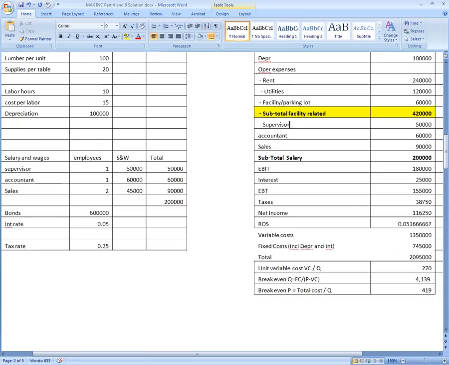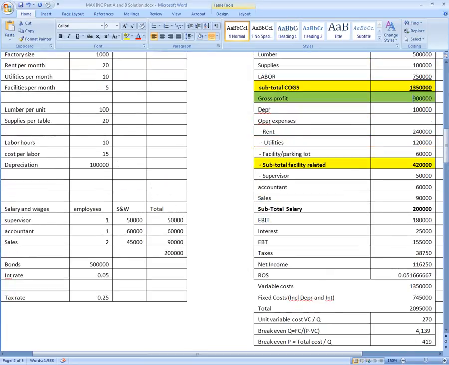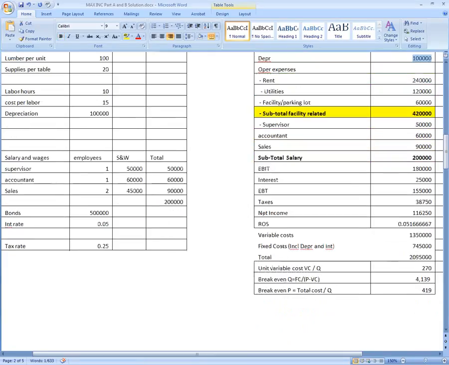Now, to see where we are before we pay our interest and taxes, what does it look like for earnings before interest and taxes? We see how much we had left over after we paid for the variable cost, which was 900,000, from which we subtract our facility related cost, which was 420,000. We also subtract the depreciation, which was 100,000, and the salary cost, which is 200,000, and so now we're left with 180,000. So this cell should take your gross margin cell, subtract the depreciation cell, subtract the facility related cost cell, and subtract your total salary cell, and you should be left with $180,000.